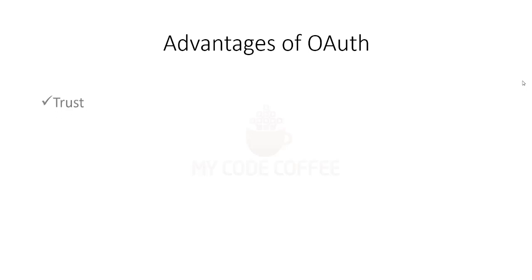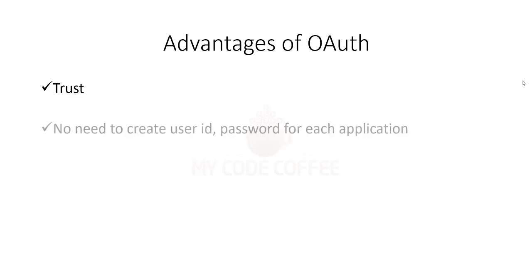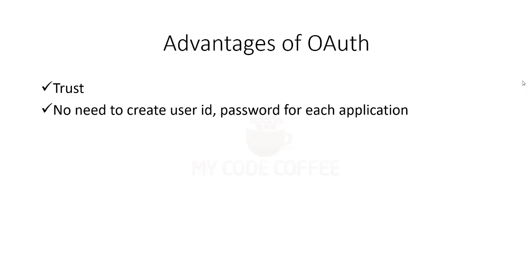Number one, there is a trust factor. Since these service providers like Facebook, Twitter or Google are big names, you know that your credentials are in safe hands. Secondly, you don't need to create a new account for each of your applications. Almost all of us must be having a Facebook or Twitter or at least a Google account. So if an application is allowing you to use the credentials of these apps, then you don't need to create a user ID and password exclusively for your application.